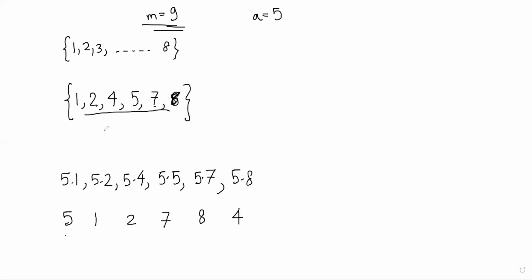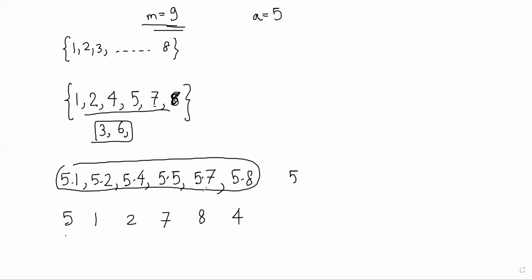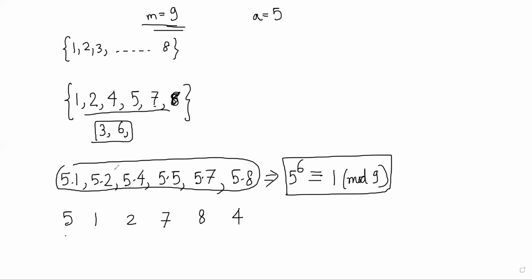So why are we not getting 3 and 6? That is the question. From here, we can easily get the result: 5 power 6 is going to be congruent to 1 mod 9, because we can now divide by 1, 2, 4, 5, 7, 8. But why is it not coming in that set?